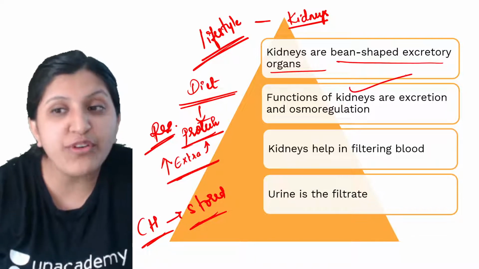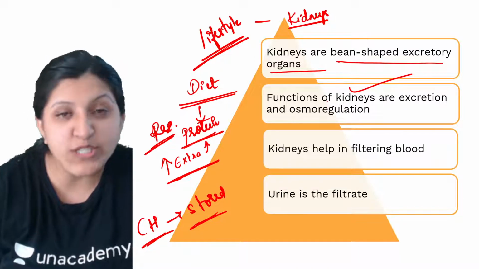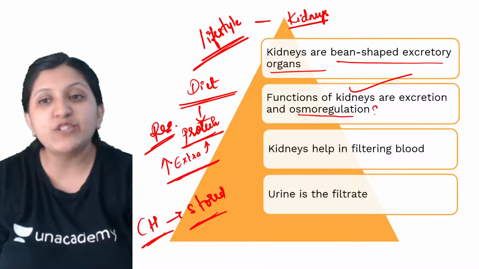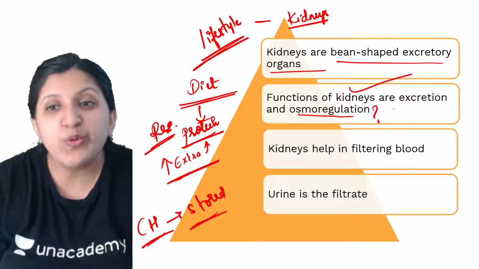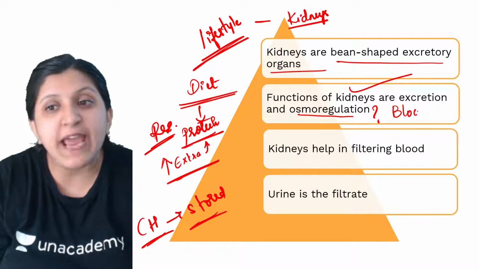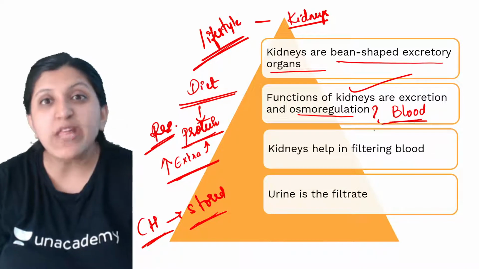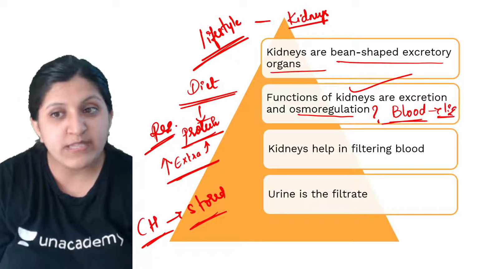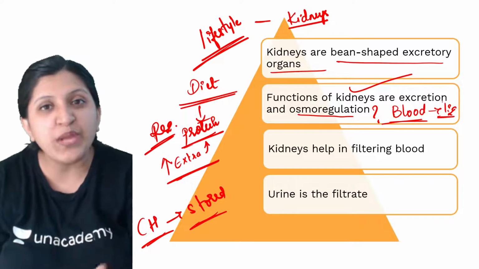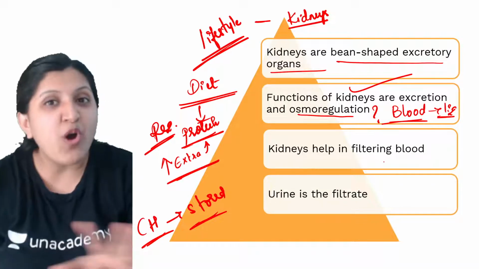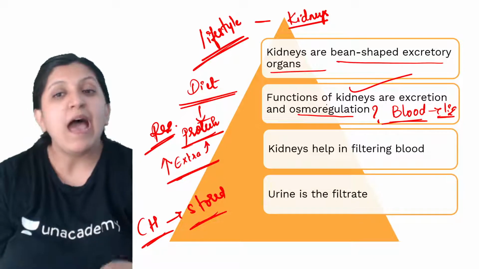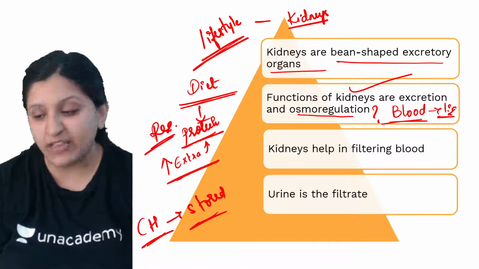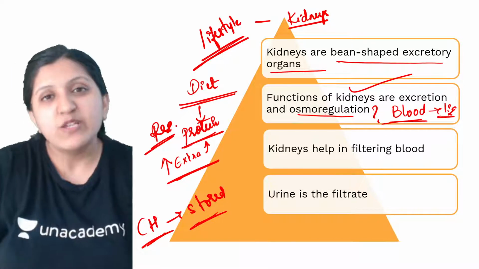The functions of kidneys are excretion and osmoregulation. Excretion is done, but what exactly is osmoregulation? You know that the blood entering your kidney is getting filtered. That means the liquid part of the blood goes out in the form of urine, but not all the liquid, because the kidneys, and mainly their structural and functional units, the nephrons, are too clever.